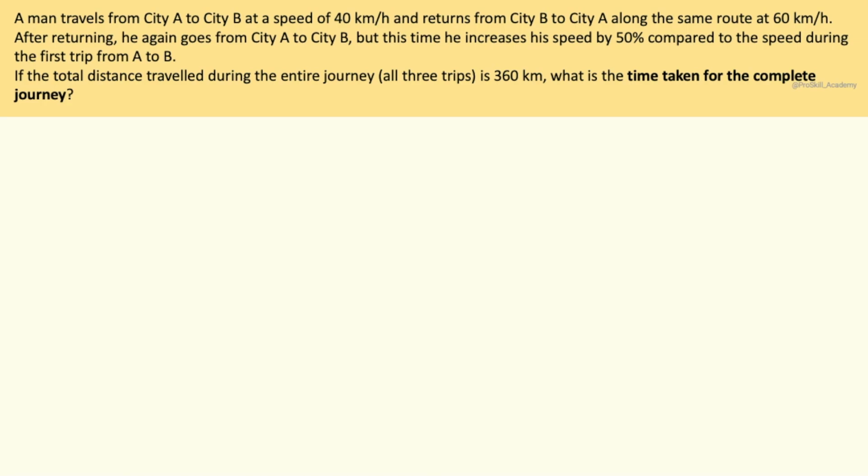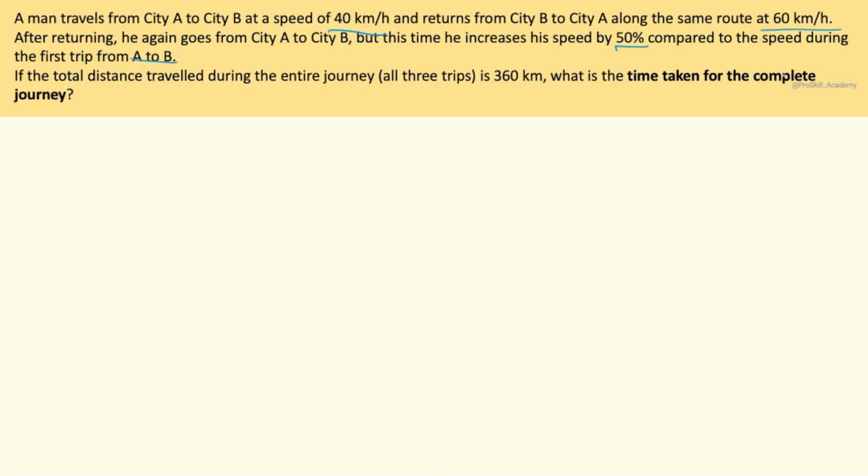A man travels from city A to city B at a speed of 40 km/h and returns from city B to city A along the same route at 60 km/h. After returning, he again goes from city A to city B, but this time he increases the speed by 50% compared to the speed during the first trip from A to B. If the total distance traveled during the entire journey, all three trips, is 360 kilometers, what is the time taken for the complete journey?